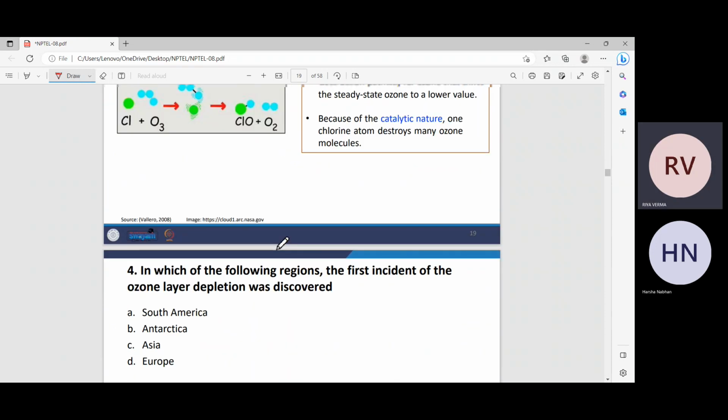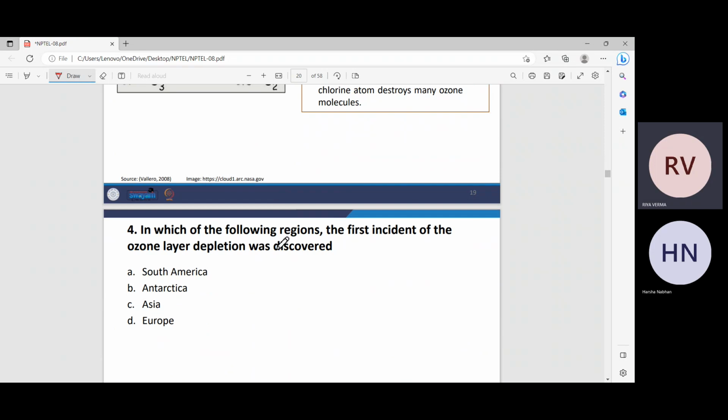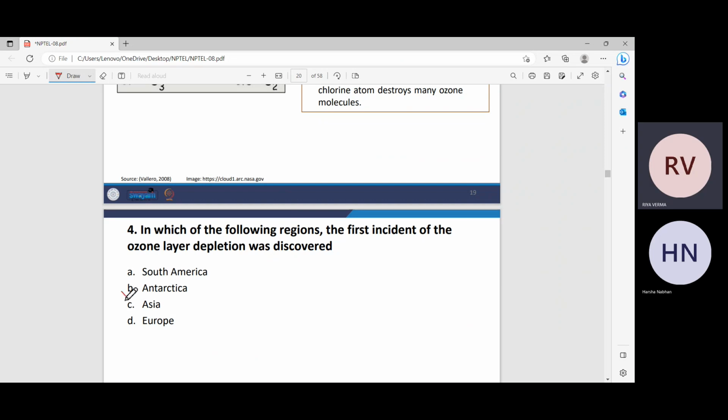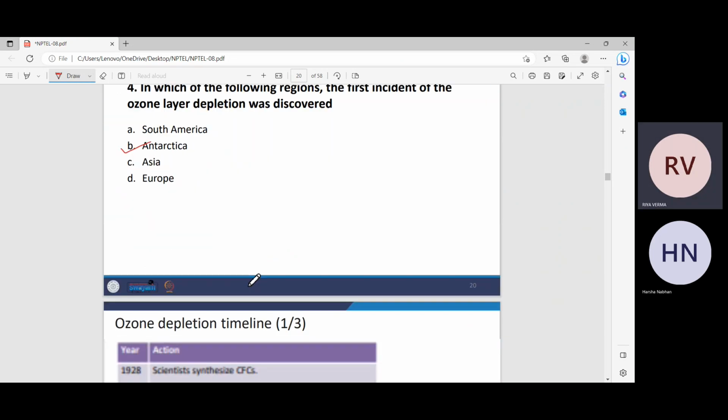Now for the next question. In which of the following regions was the first incident of the ozone layer depletion discovered? We have South America, Antarctica, Asia, and Europe. Antarctica. Yes, it was in Antarctica only.